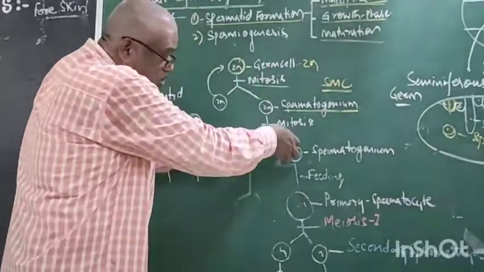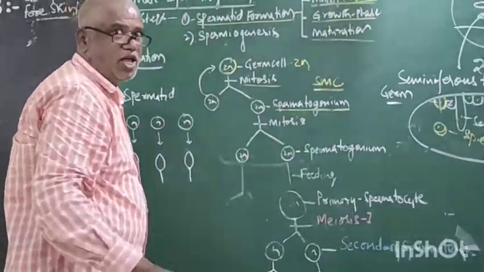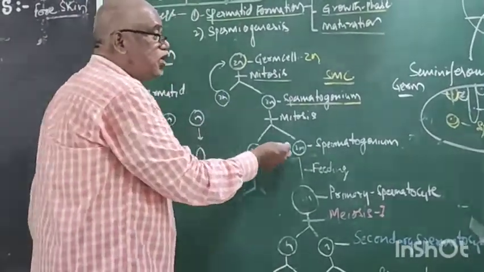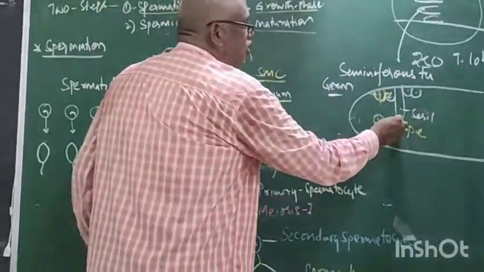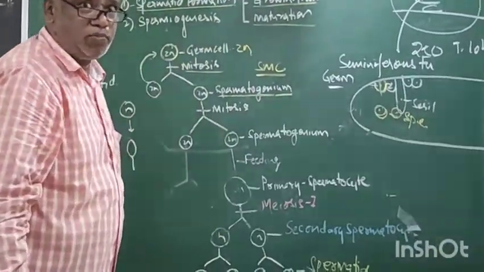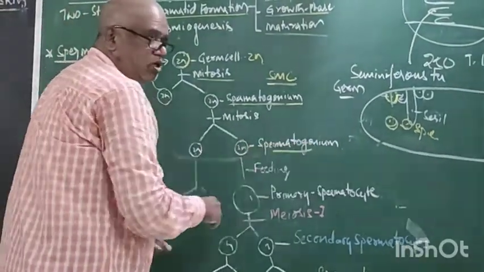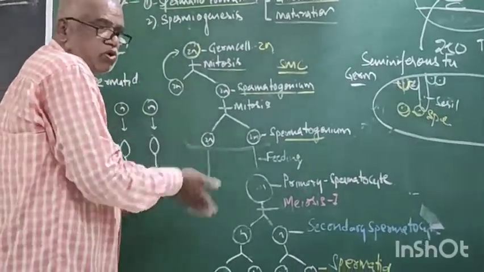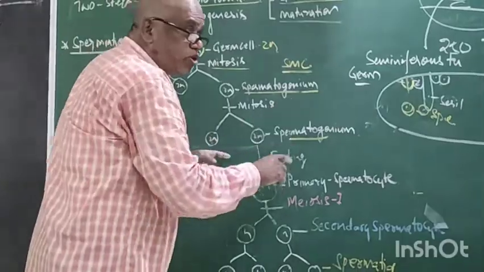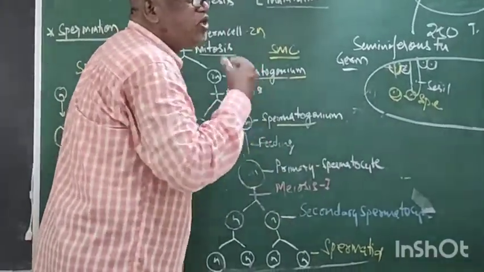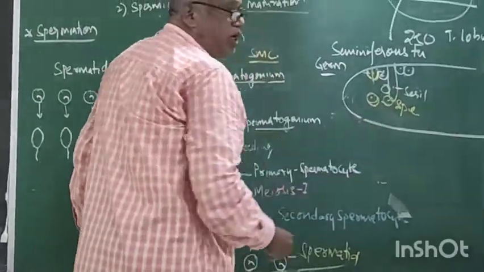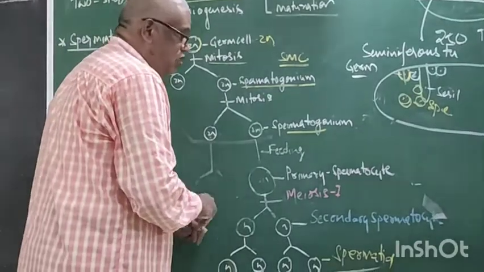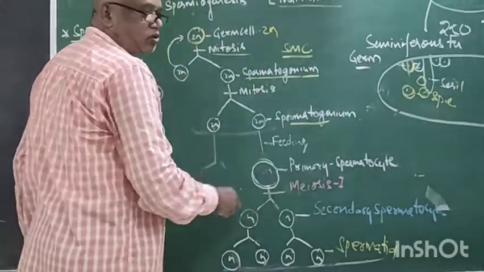During multiplication, during mitosis, some spermatogonia undergo feeding with the Sertoli cells. That means some of the spermatogonia stop the division. Others may undergo division and produce more spermatogonia. But some spermatogonia stop the division and undergo feeding from the Sertoli cells. By the feeding, they increase in size. Now it is called a primary spermatocyte.